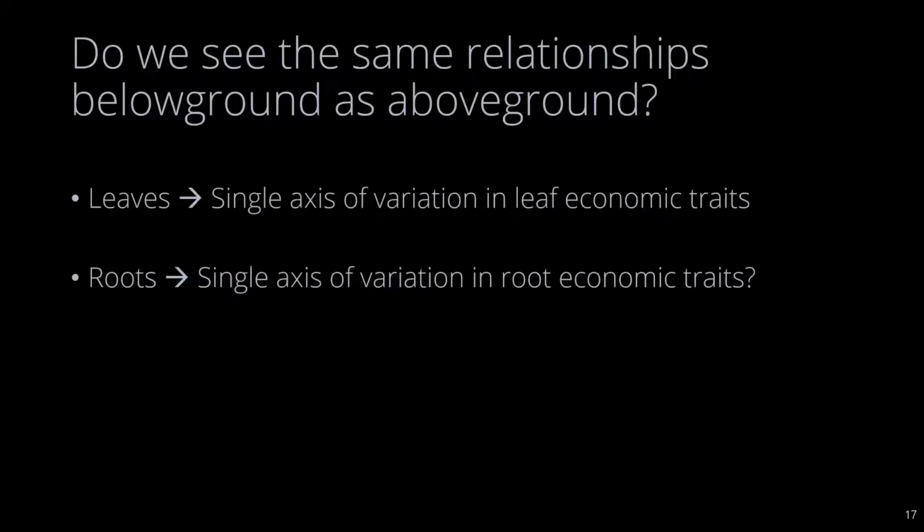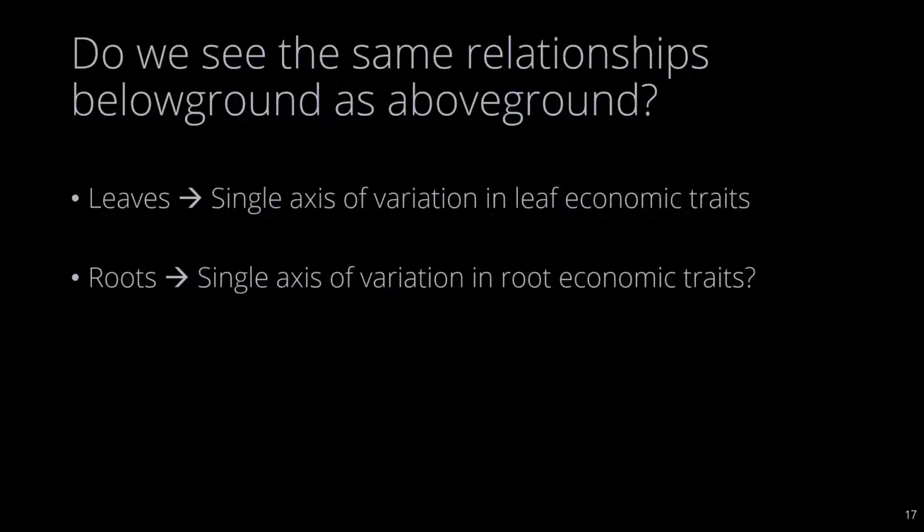So the first questions that have really been asked are very, very simple questions. Things like, do we see the same relationships below ground that we see above ground? So typically we think of leaves as forming one single axis of variation. So pretty much the standard economic traits that we think about. So leaf nitrogen content, specific leaf area, leaf thickness, these things tend to fall out on one single axis.